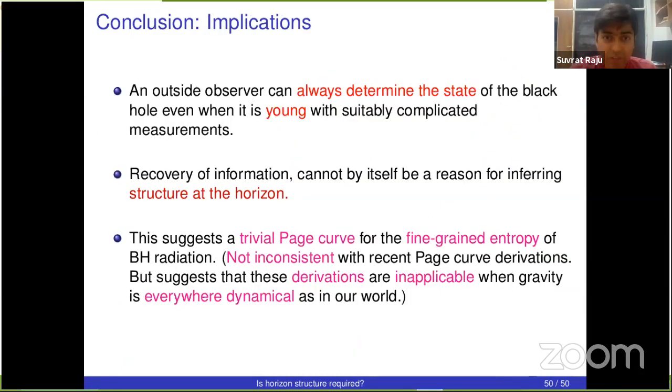I think the implications of this are that an outside observer can always determine the state of a black hole, even when it's young, with suitably complicated measurements, and the recovery of information by itself cannot be a reason for inferring structure at the horizon. I think this suggests that the fine-grained entropy of a black hole in our world would have a trivial Page curve. This is not inconsistent with the recent analyses of the Page curve that we have seen, but it does suggest that these derivations are inapplicable when gravity is everywhere dynamical, as would be the case for real black holes.